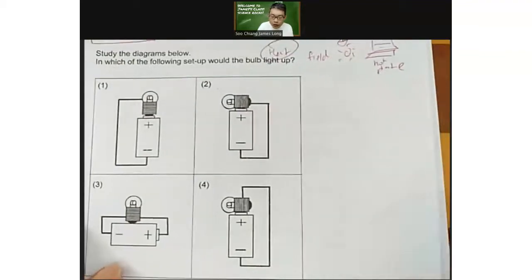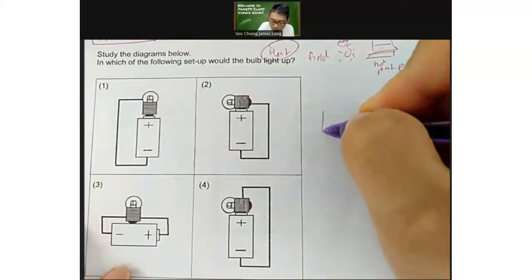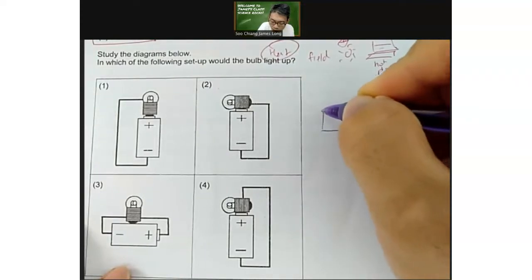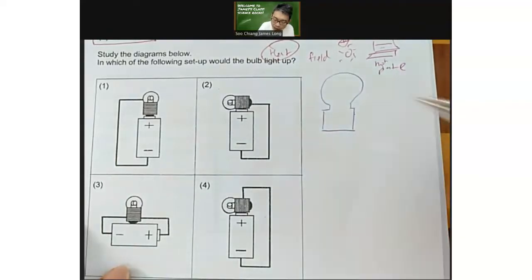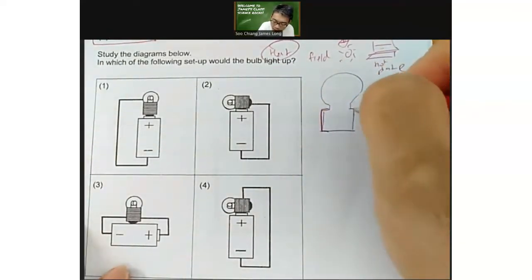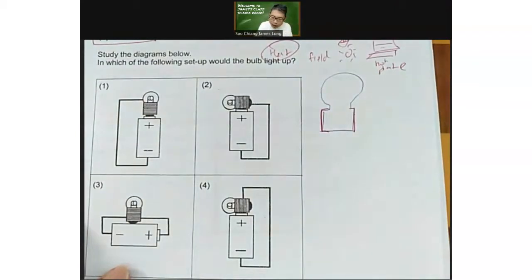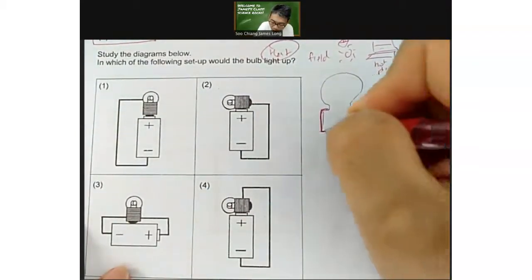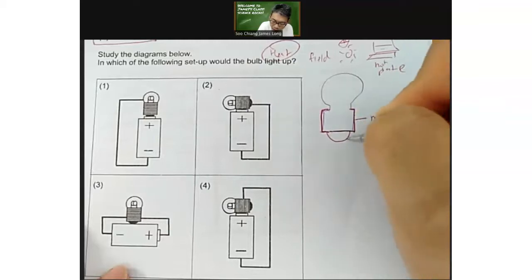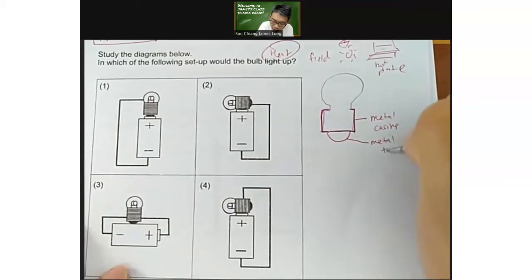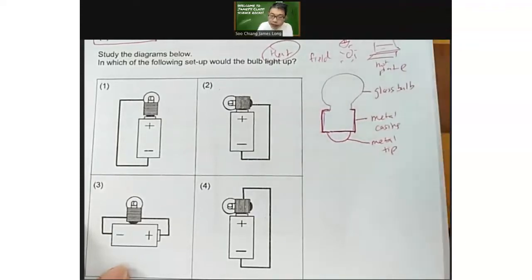Okay, let me just draw for you if you have not learned this yet, right? Just in case you have not. I'm going to show you a cross section of a typical looking light bulb. Now this part here in red, okay, cross section means I cut it, slice it into half. This part here in red is actually what we call the metal casing. There's a portion here, right? We call this the metal tip. And this is your glass bulb. What is missing? The filament is missing.